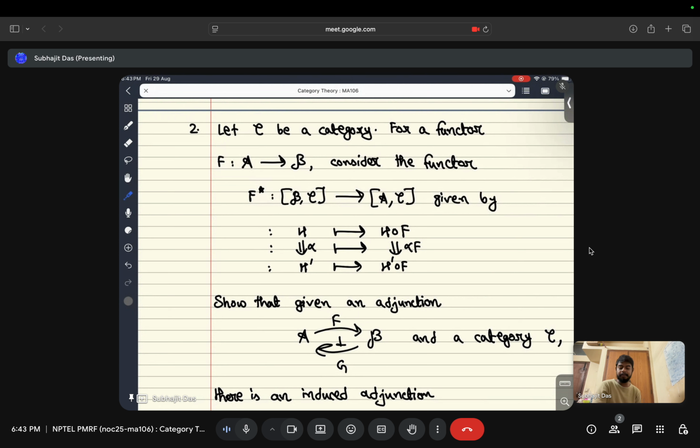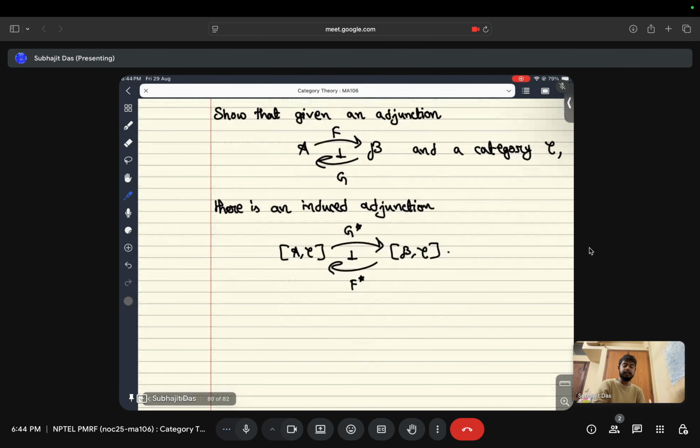So for a functor F from A to B, we consider another functor F upper star, which is precomposition with F. So it's a functor with domain the functor category from B to C, and codomain the functor category from A to C. What it does is it sends any functor H from B to C onto the functor H composed with F, which is now a functor from A to C, and sends a natural transformation alpha onto the natural transformation alpha F, the Godement product of alpha and the identity natural transformation on F.